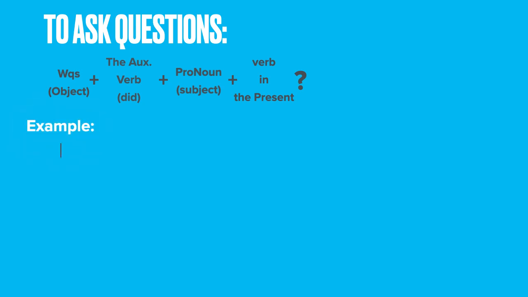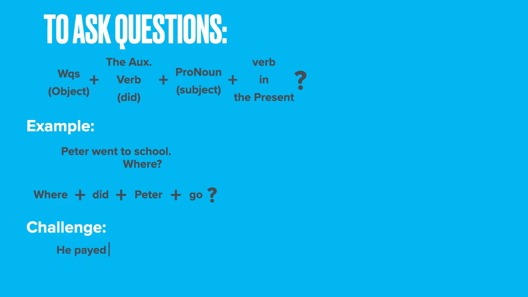Now let's go for some examples, and I'm going to use the example that we used before. Peter went to school. What I want you to observe is that to school responds to the WQ where, and that is what we're going to use at the beginning of the question. Where, with the auxiliary verb did, Peter go? Remember that the verb goes in the simple present. Can you transform this sentence into a question?